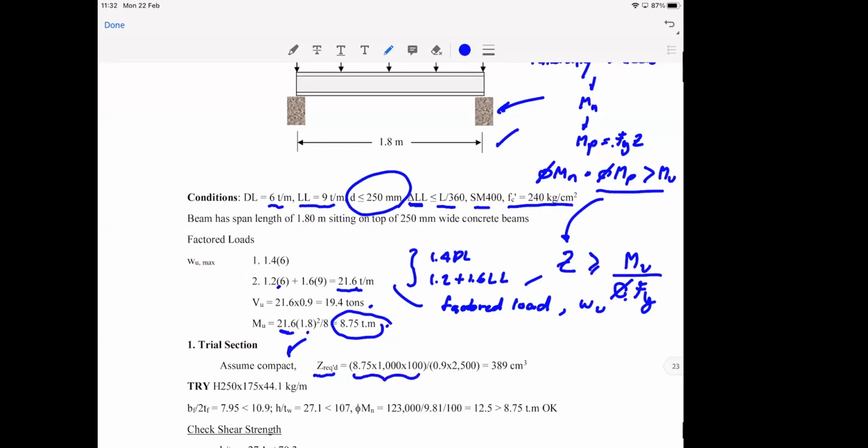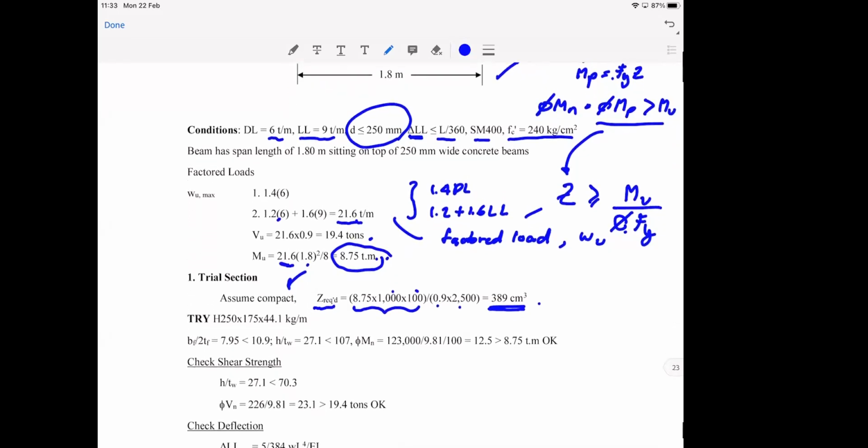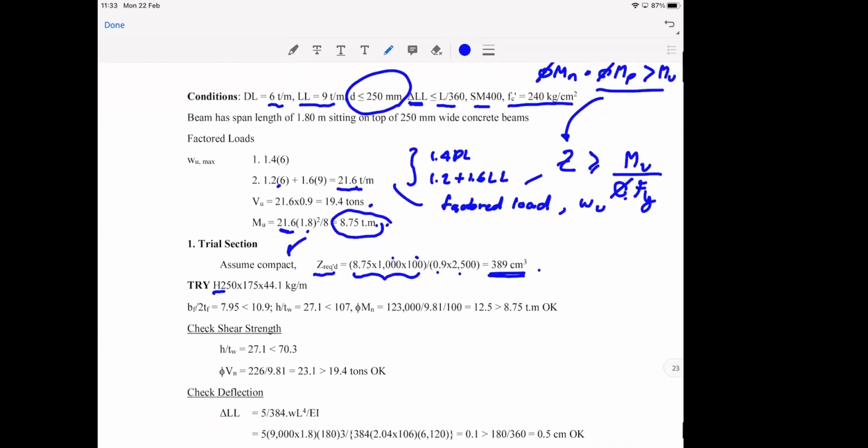And we change the unit a little bit because that's in ton meter. So multiply by 1,000 and multiply by another 100 to make it into kilogram centimeter, divided by phi and then divided by Fy. So I got the Zx that I need to look at is 389. I should pick any section that has a greater plastic section modulus than this. Okay, now I try this section. It's 250 by 125 by 44.1 kilogram per meter. And you can pick this value from the table right away.